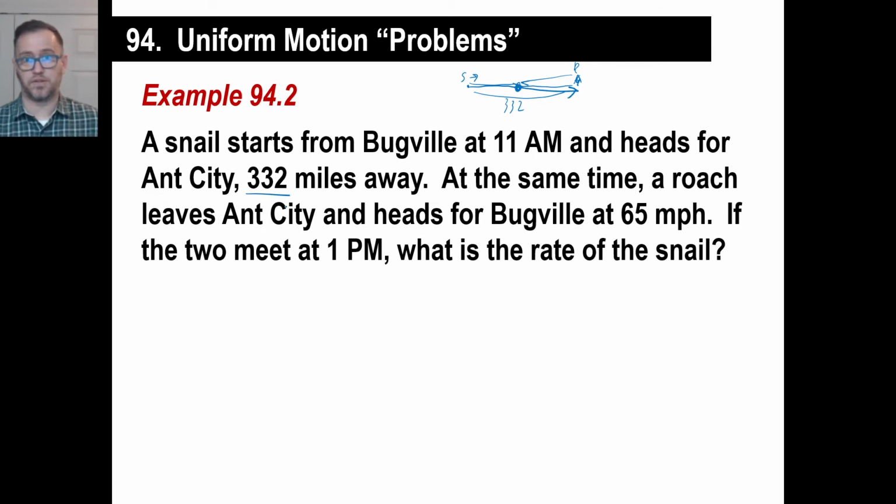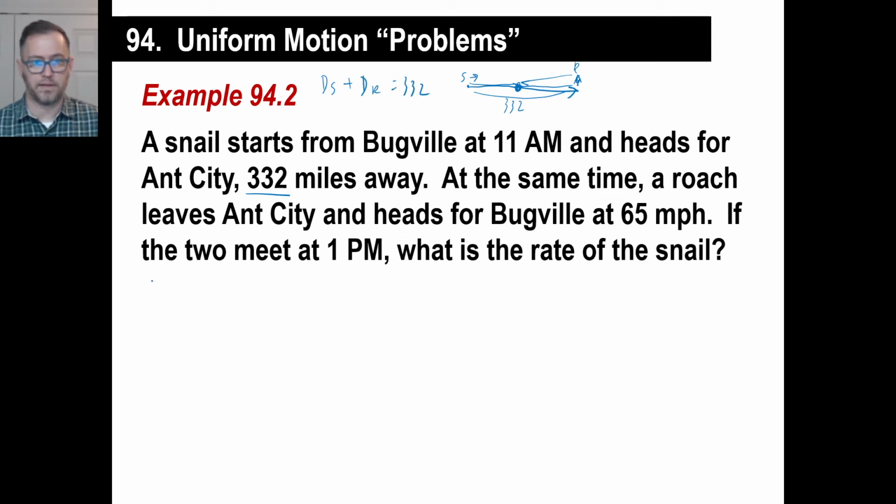So we have a distance. A distance, okay? So we have a distance of the snail plus the distance of the roach is 332, right? That's how we would write that. So we write the distance of the snail plus the distance of the roach equals 332.